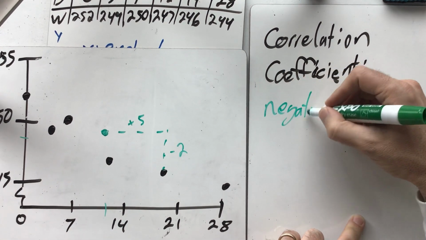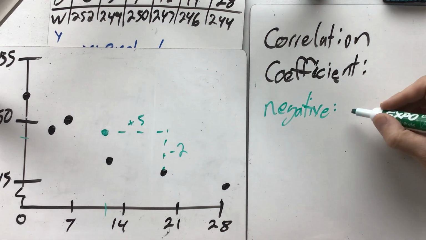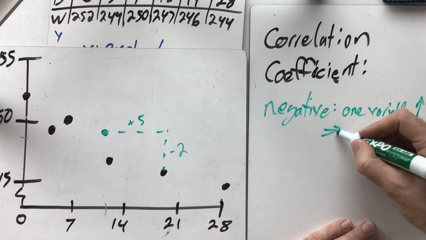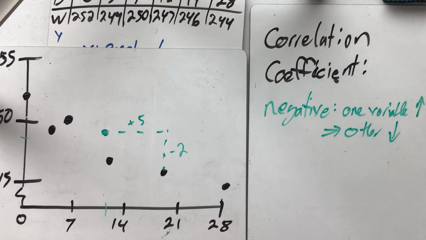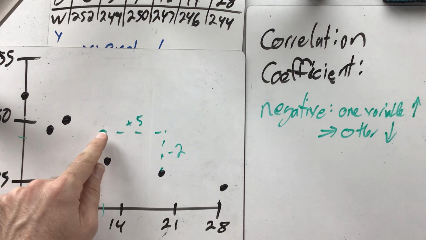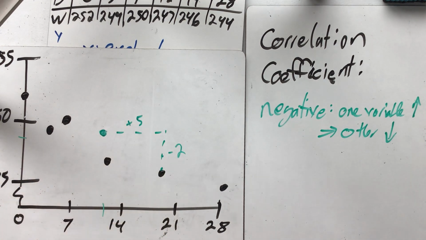So the correlation coefficient is negative if, when one variable increases, the other decreases. Sorry, that's just my lazy notation there, but hopefully it makes a little bit of sense. So that's what it means to have a negative correlation coefficient. And notice that anytime you move to the right in x, y goes down.